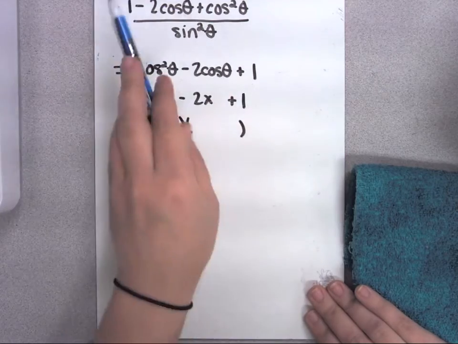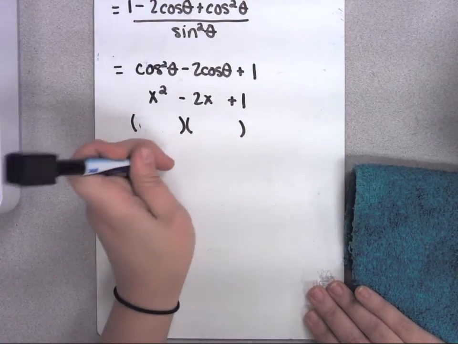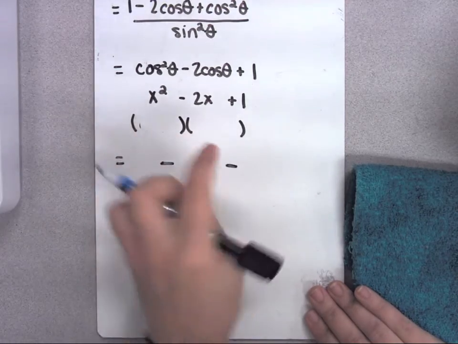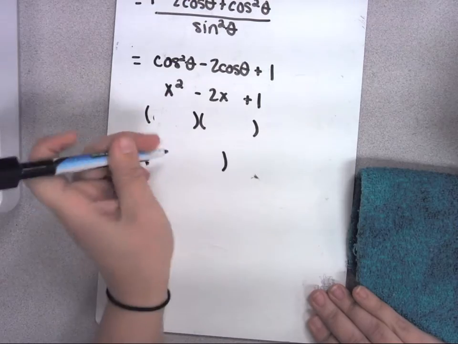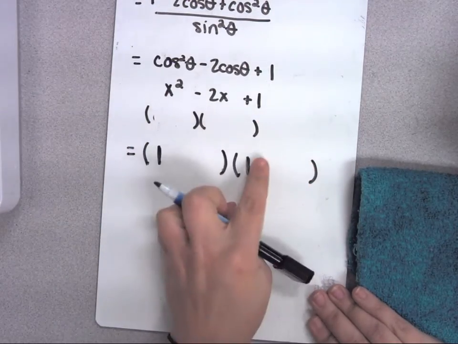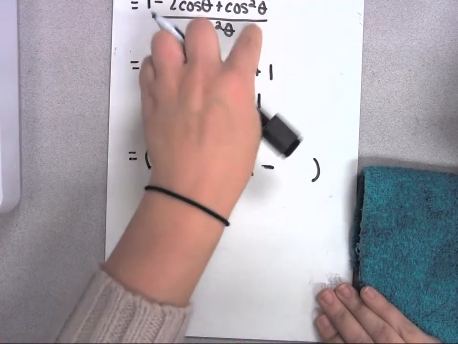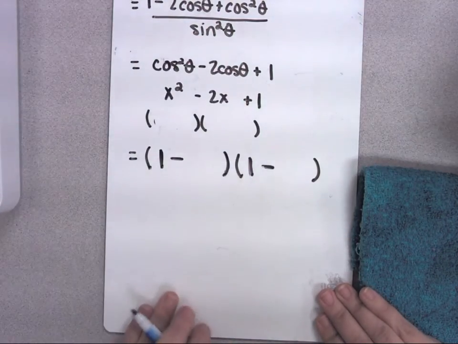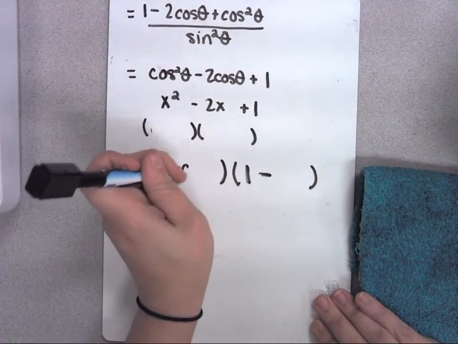So the 1 is positive, but the middle's negative. That means you have to have 2 minus signs. It will be the same thing in both of them. So there's a 1 there. I'm just going to write it twice just to show you. You're going to have a minus sign. And what is the thing that's being squared? Cosine, so it's just cosine.